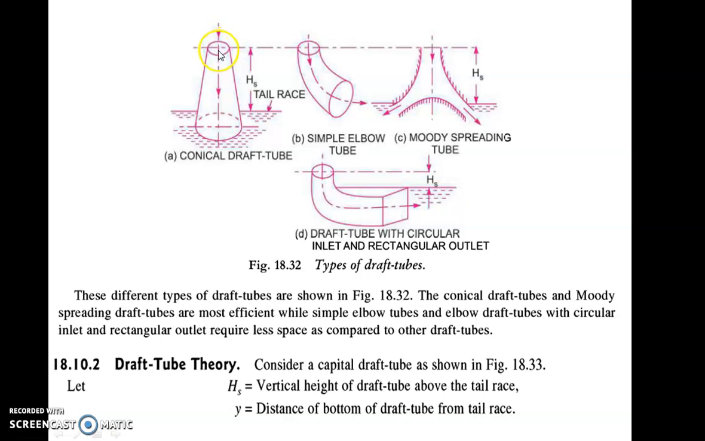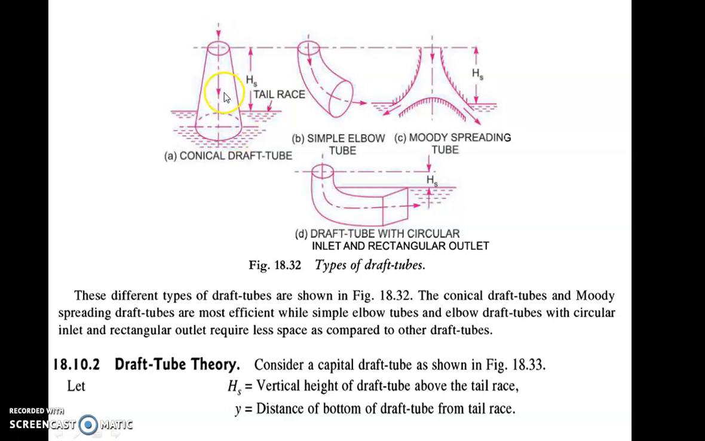The inlet of the draft tube is nothing but the outlet of the runner. So negative pressure means your pressure decreases. That's why velocity increases, so velocity is maximum here. So you are giving some increasing area to decrease this velocity.